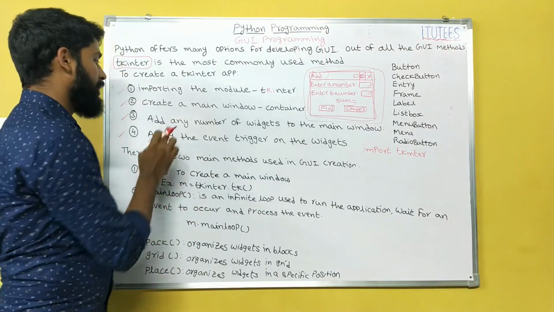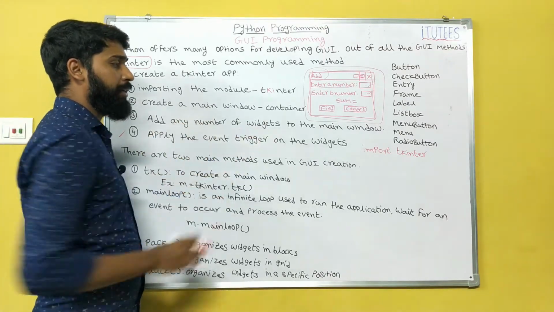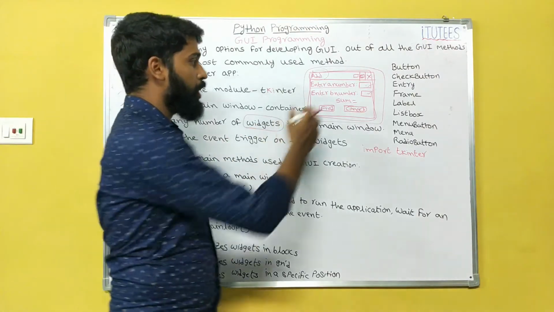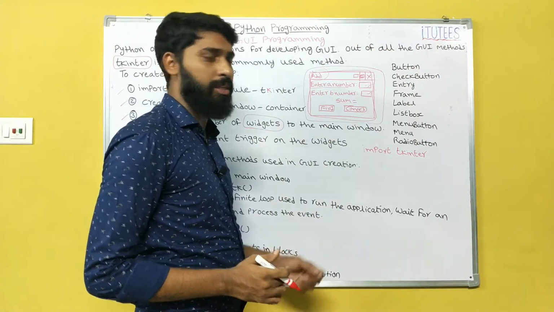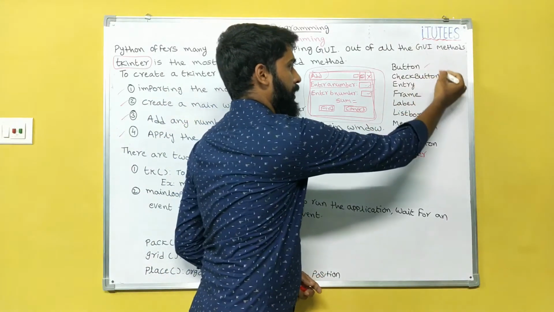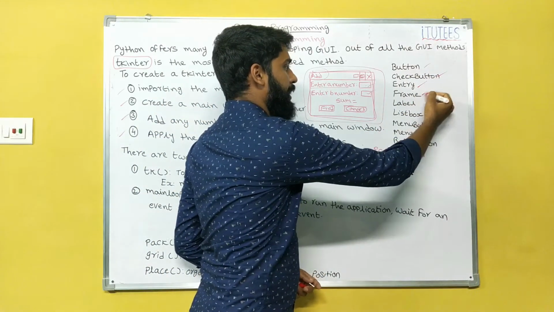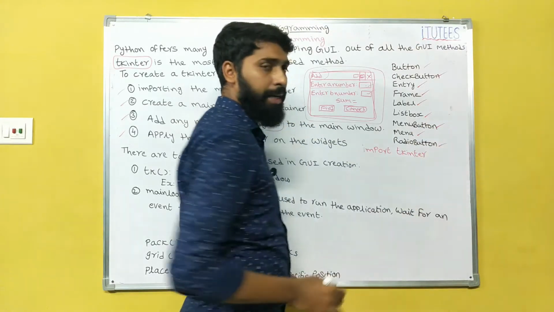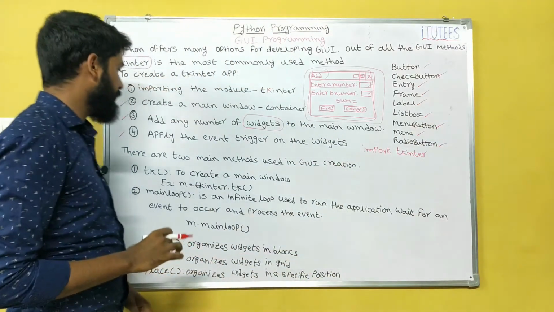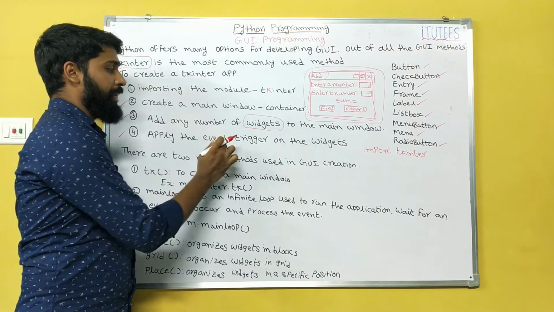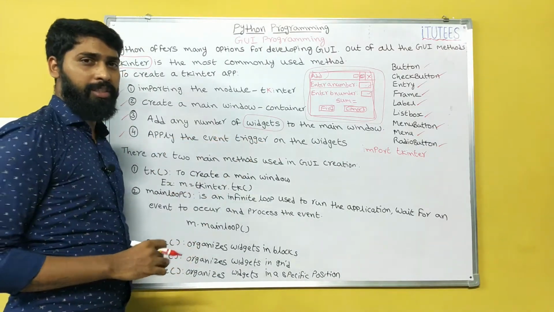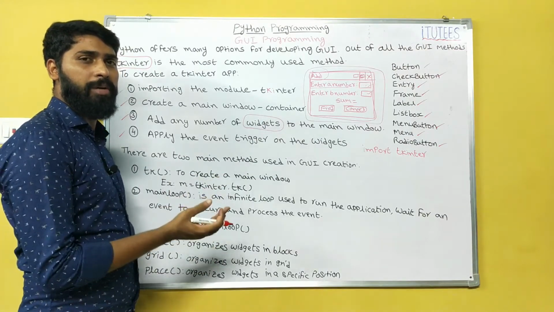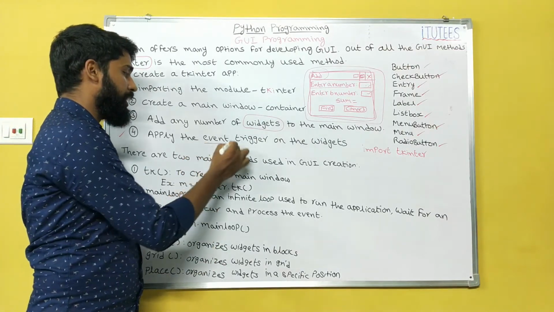Next, add any number of widgets to the main window. That just means the components you want to place into this window. For example, button, check button, entry, frame, label, list box, menu button, menu, radio button. We will discuss these things. And next, apply the event trigger on the widgets. An event is clicking, mouse move, mouse up, mouse down. All these are called events.